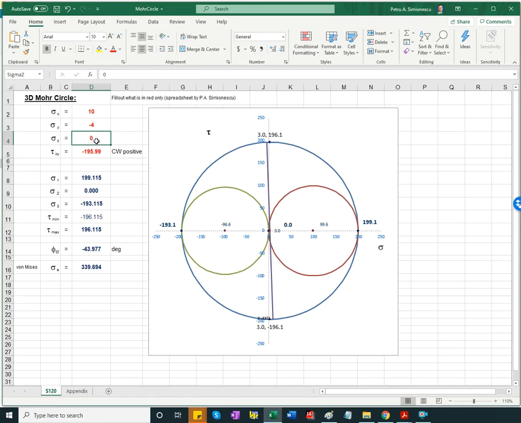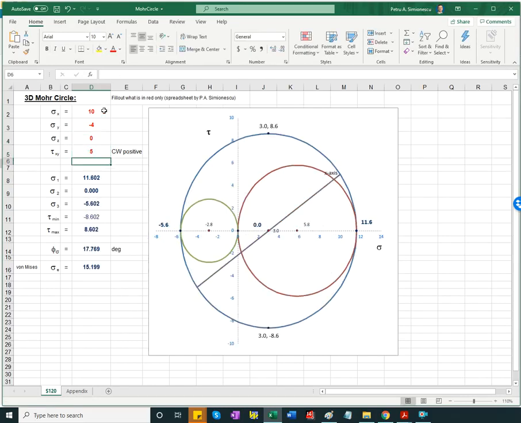Again, if you do analysis of the inside of a thick wall cylinder and you take into account the inside pressure, it'll occur here as a negative number. And then tau xy, it was 5 ksi. So 10 ksi, negative 4 ksi, sigma z 0, and tau xy 5.